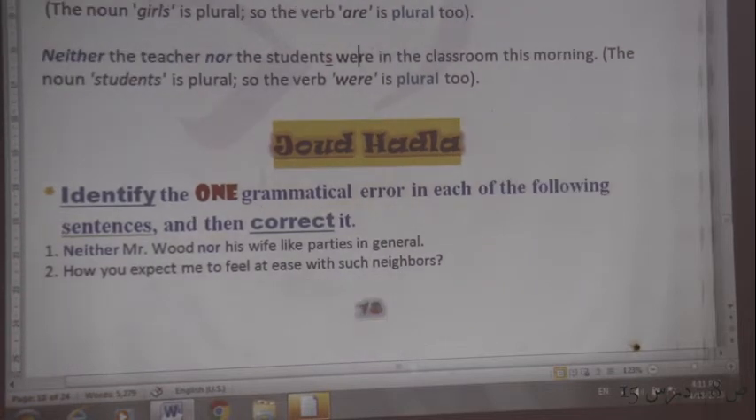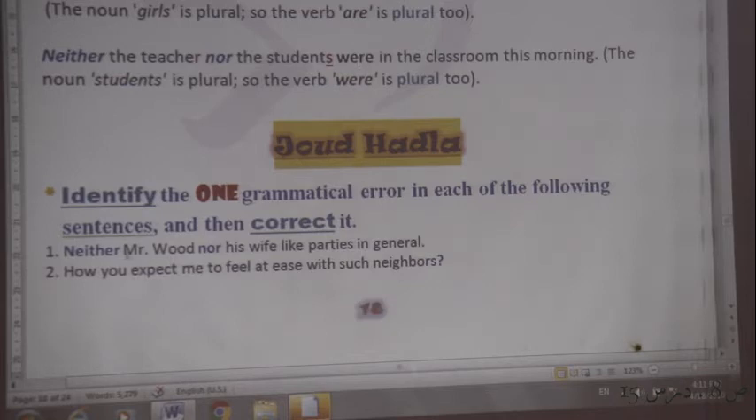Now, after we have discussed the basic rules of either and neither with you, let's read the example here. Neither Mr. Wood nor his wife. So here both elements are singular: Mr. Wood singular, his wife singular. And you can depend on my explanation when I told you to think about the subject or the element after nor. Here his wife is singular, so we need to add S in the third person singular. We need to add S in order to correct this grammatical error. So neither Mr. Wood nor his wife likes parties in general.